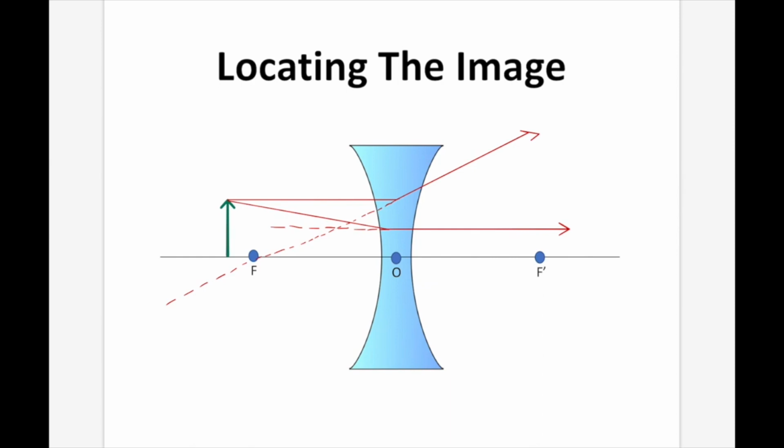Now we can use that information to draw our image. The head of our image is located right where the two rays meet because that's where the original ray started. And we have our image.